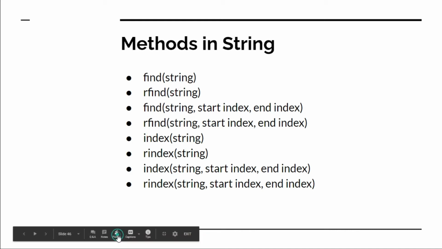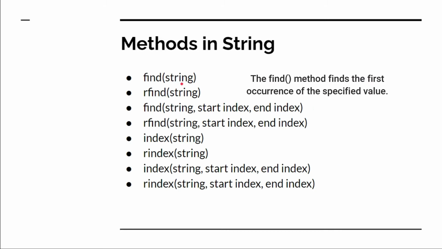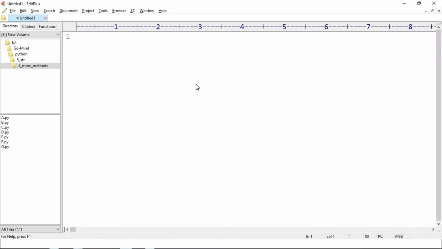Hello all. In this lecture we will see some more methods of string class. So let's see. The first method is find. The find method finds the first occurrence of the specified value and it returns -1 if the value is not found. So make a new example, h.py.